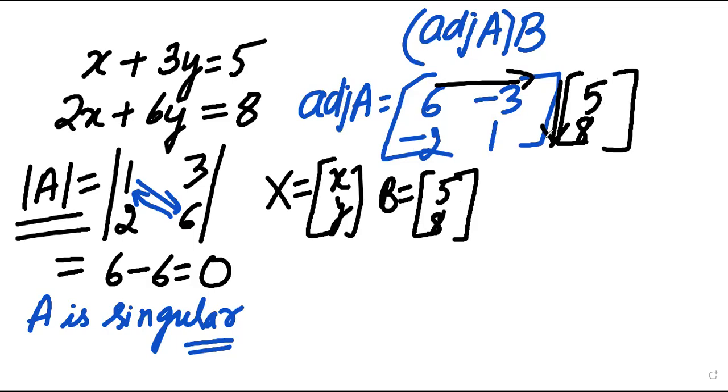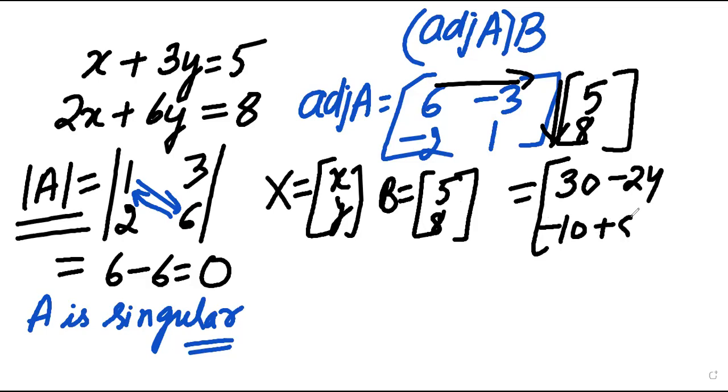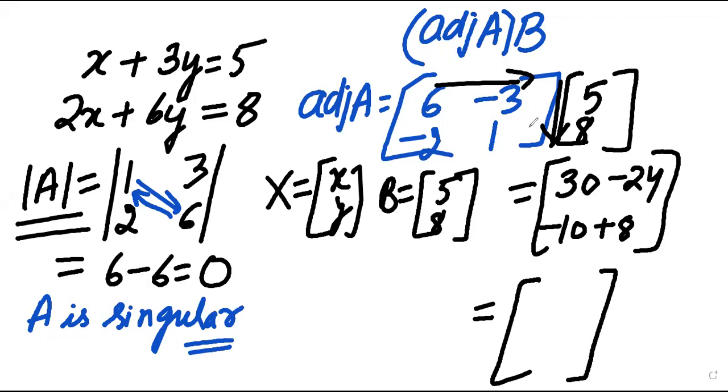With column. So here after multiplying this we get 6 times 5 is 30 minus 24, minus 10 and plus 8. Okay. Don't change the sign. Only in the determinant do signs change, everything else remains as it is. So here 6 and here minus 2. Answer is x equal to 6 and y equal to minus 2.